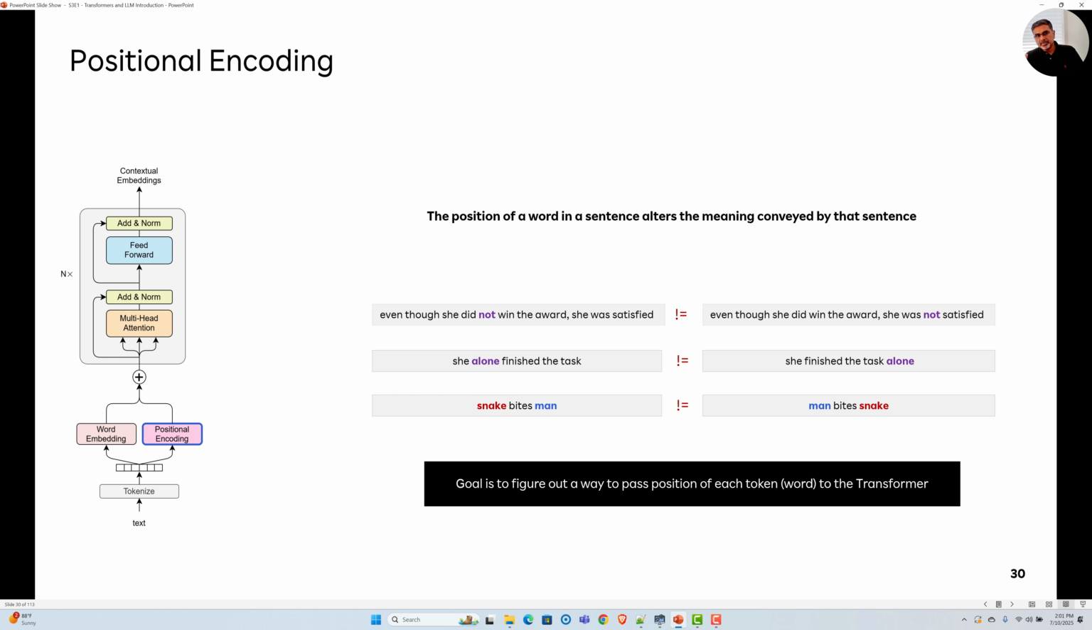Right now, the whole idea behind positional encoding is how do you give this position information to the transformer? You already are giving the word embedding information. How do you give the positional information to the transformer? So let's reason through this ourselves before we see what was proposed in the paper.